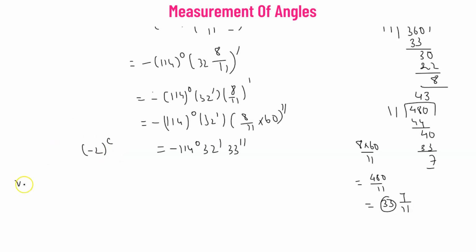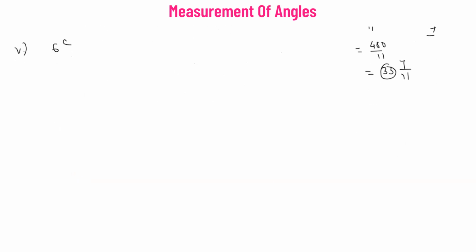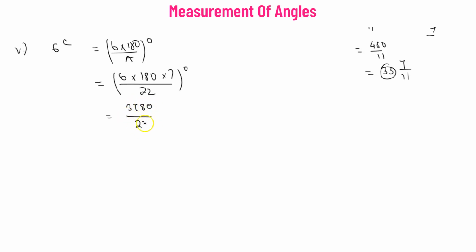Coming to the next problem, the fifth one, we have 6 radians. So let's find out the value of 6 radians. All we have to do is multiply 6 with 180 over pi. So this will get converted into degrees. So we have 6 times 180 multiplied by 7 divided by 22 degrees. So this will give us 3780 divided by 22. So this is going to be in degrees.